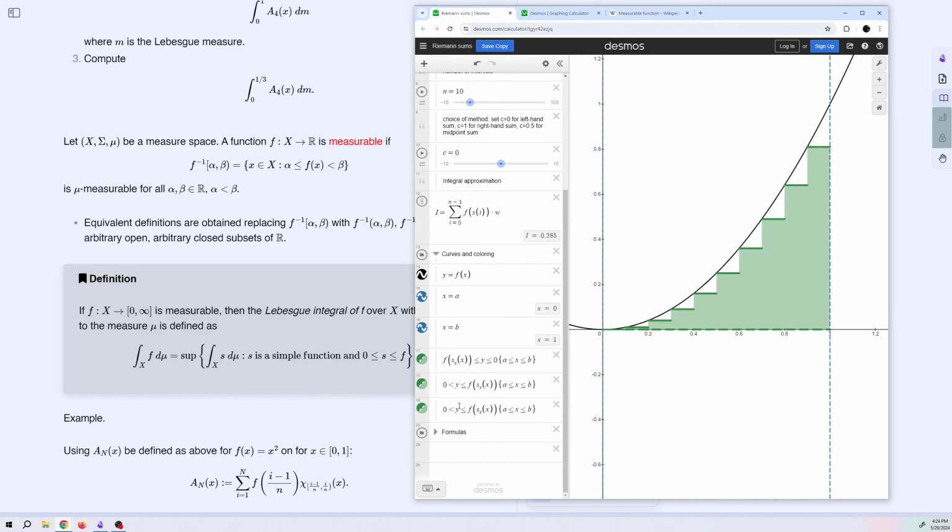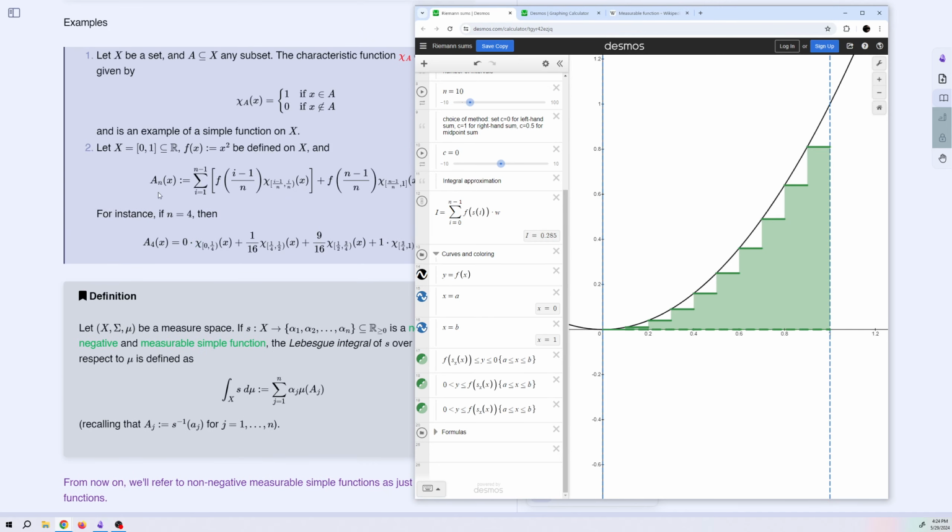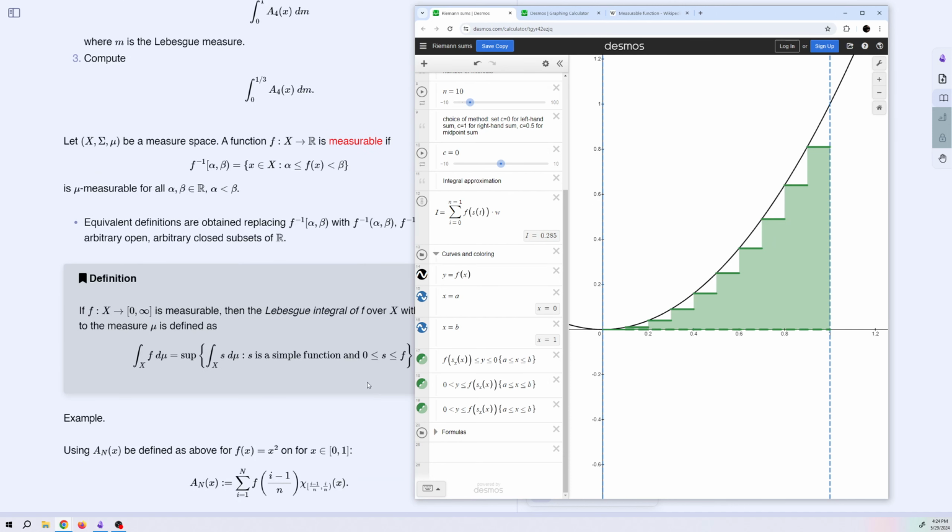What does that look like? Well, let me turn this on. So here we have the integral. This green area represents the integral of this simple function for any given n. And notice two things about this green function. I'll turn this off. This is obviously non-negative, none of these horizontal lines go under the x-axis. And it's bounded above by f. None of these horizontal lines goes above the black line, which is the trace of x squared. And we're saying that the Lebesgue integral of f with respect to our measure is equal to the supremum of all integrals of simple functions bounded below by 0 and bounded above by f.